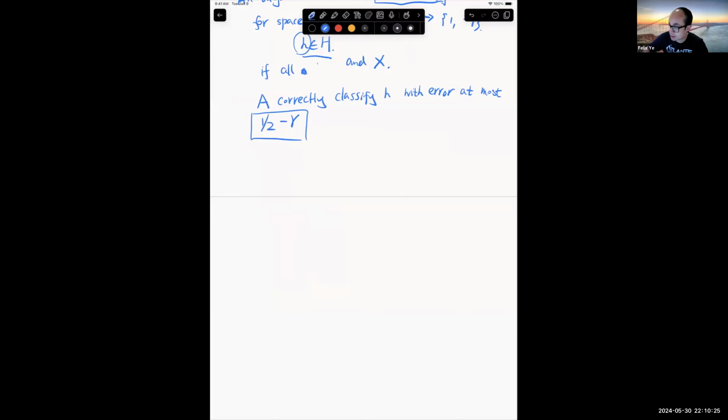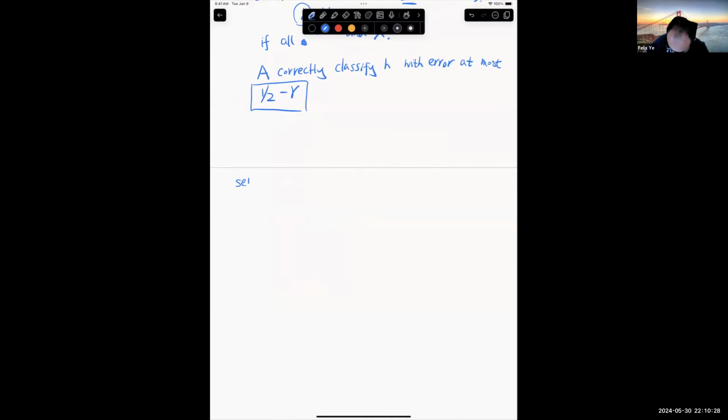The setup is the following. We have data, and we are doing classification. We have data of x_i and y_i, with i from 1 to n. Also x is in d dimensions, which means we have d features. And y is from -1 to 1, which is a binary classification problem.